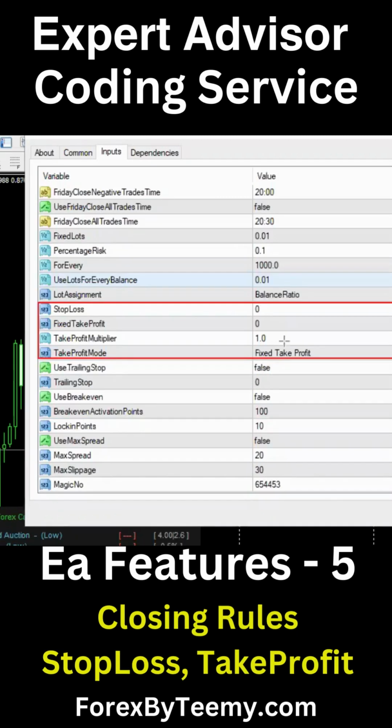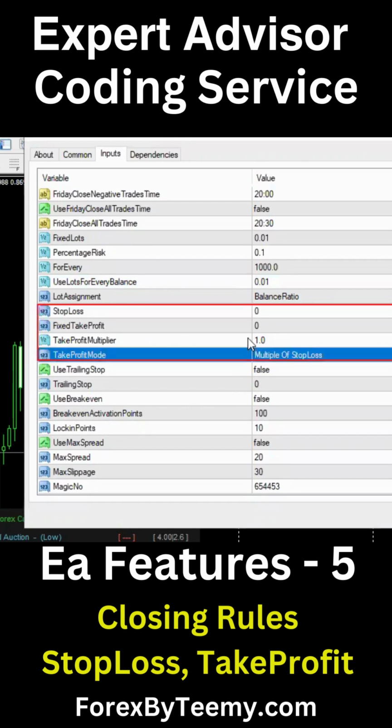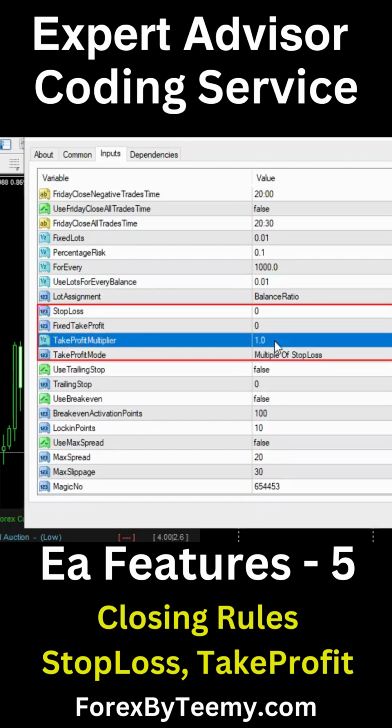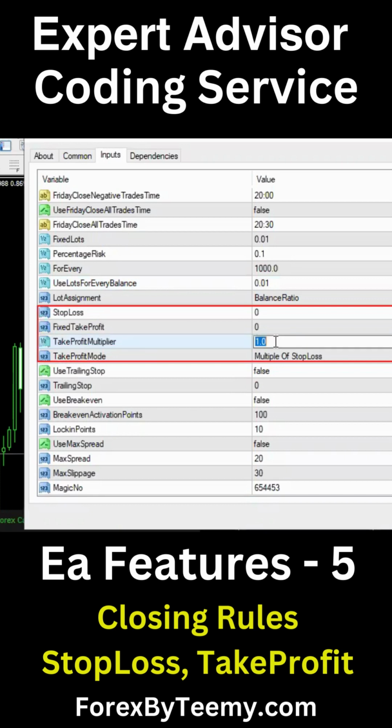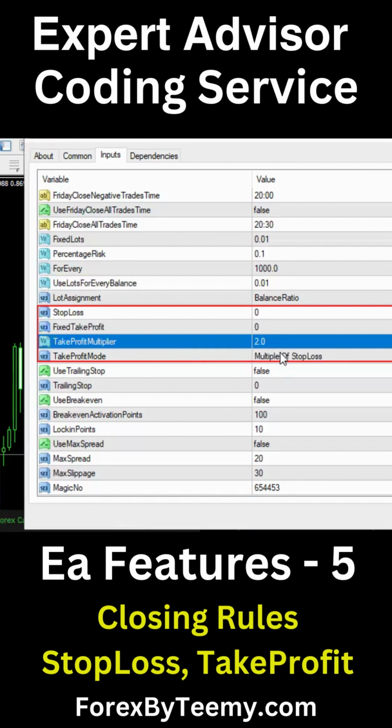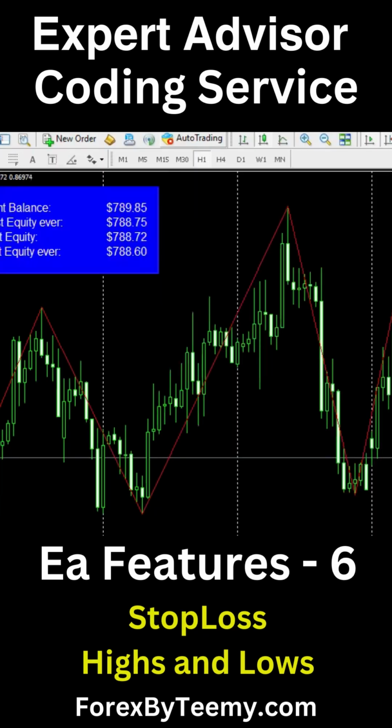For stop loss, you can use a fixed stop loss or a fixed take profit. You can also use a multiplier. You can use a fixed take profit, using the value of this one, or you can use a multiple of whatever the stop loss is. If you are using a multiple of the stop loss, we'll use this part also. The value can change from 1 to, let's say, 2, or whatever value you want. Good. I mentioned the part of the stop loss earlier.